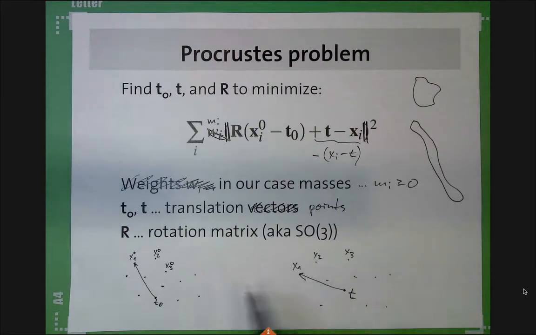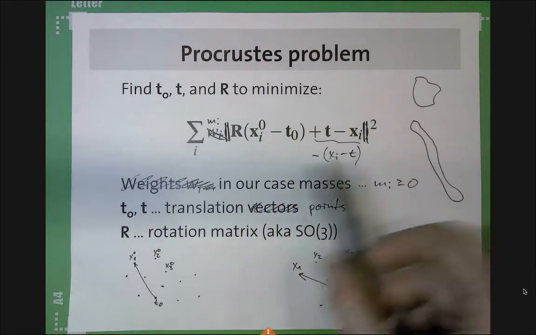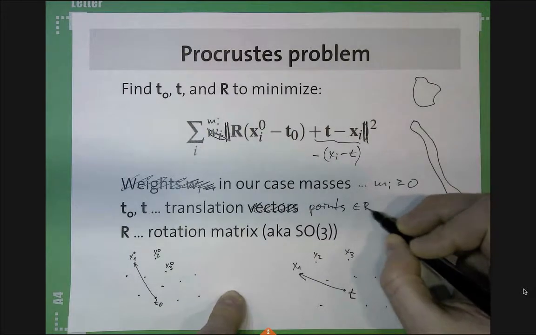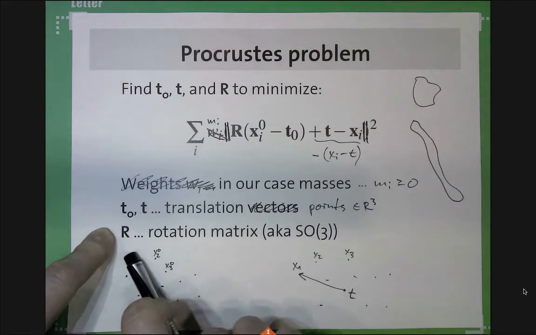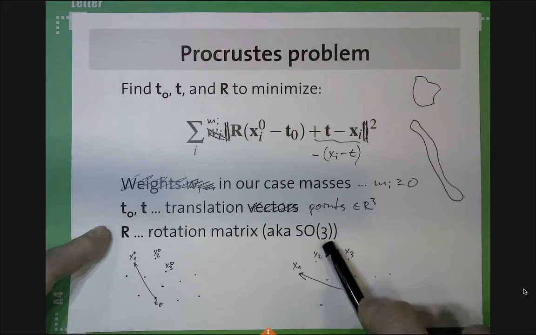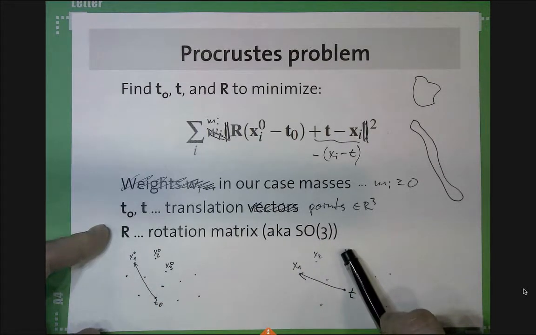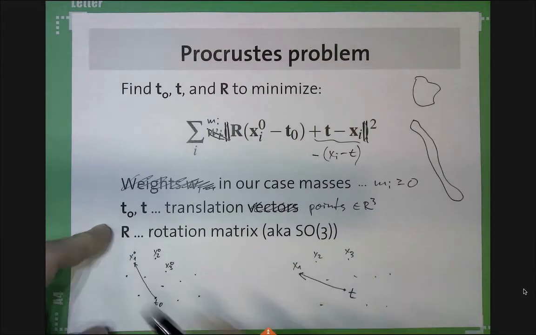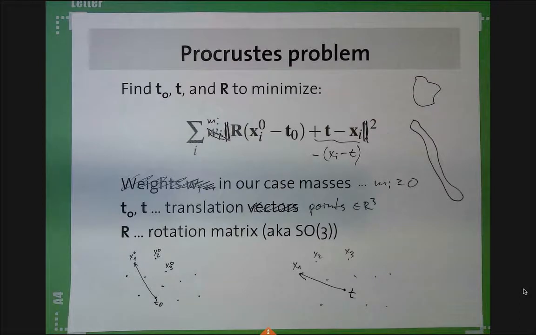So the task is, for given xi zeros and xi's, compute t0 and t, which are points from R3, and a rotation matrix R, which is from SO(3). Hope you are familiar with this notation. This means the special orthogonal group in three dimensions. That means that the matrix R is orthonormal and has determinant 1. Everybody, I hope, understands that. All right, so let's see how do we solve it. Do you have an idea?